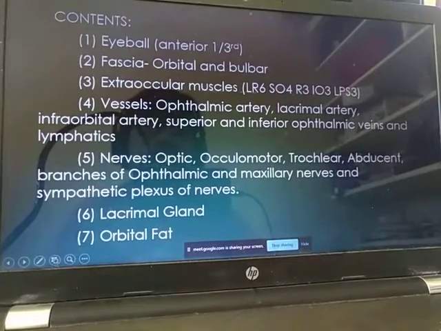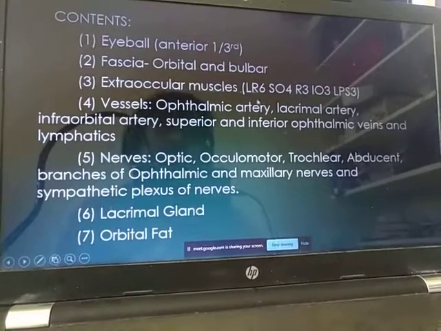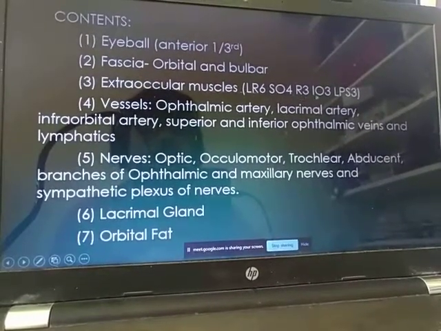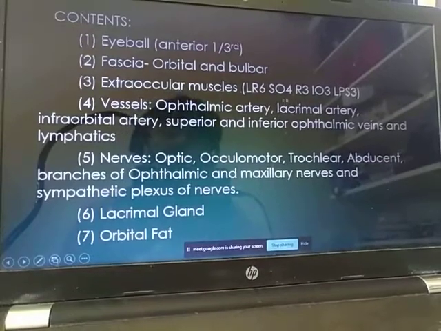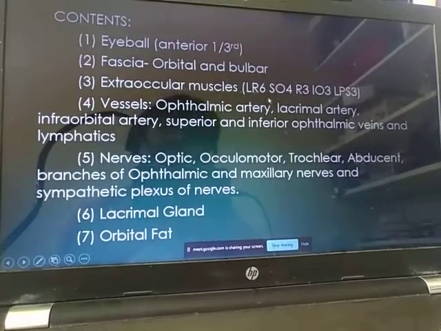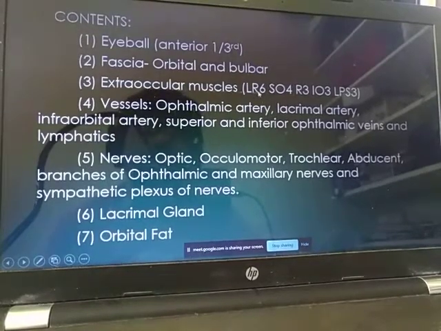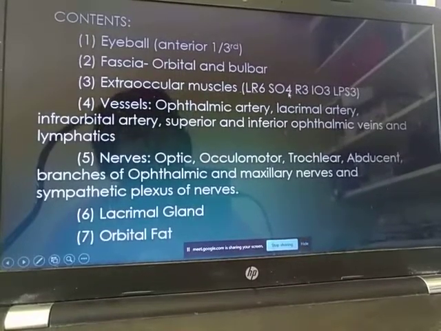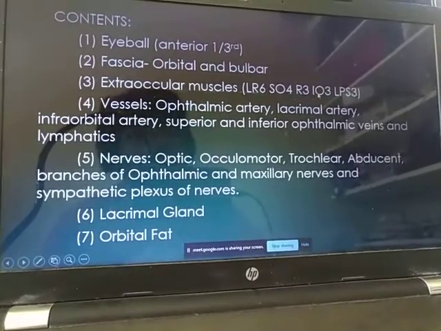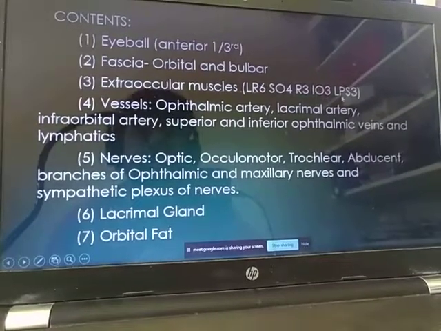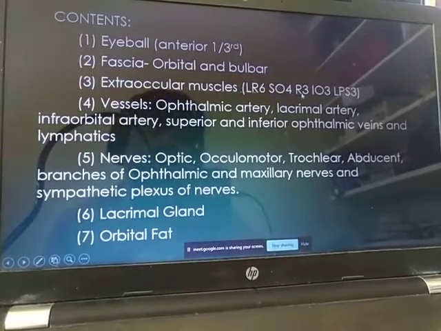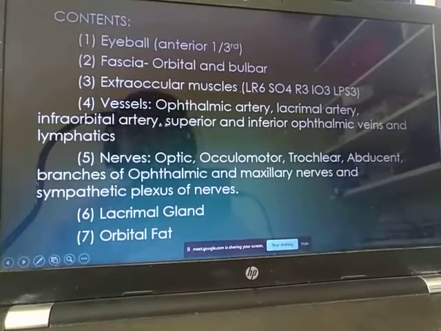And as you all can see, and many of you might remember, we used to use a mnemonic as LR6, SO4, R3, IO3, LPS3. So this denotes the cranial nerves which control the motor functions of these muscles. So lateral rectus is controlled by the 6th cranial nerve. The superior oblique is controlled by the 4th cranial nerve. The inferior oblique is by the 3rd cranial nerve. LPS is controlled by the 3rd cranial nerve, and all the other recti are controlled by the 3rd cranial nerve, which is the trigeminal nerve.